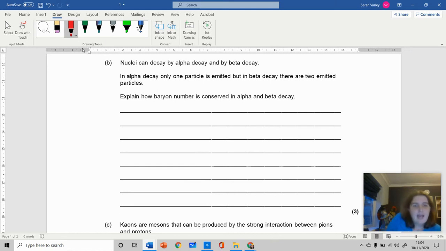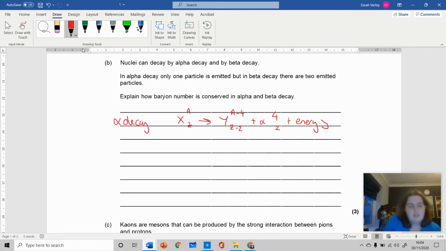So in alpha decay, that is going from an element, so I'm going to call this element X, with an atomic number and a proton number, goes to element Y with 4 less atomic number and 2 less proton number, plus an alpha particle at 4-2 plus some energy.